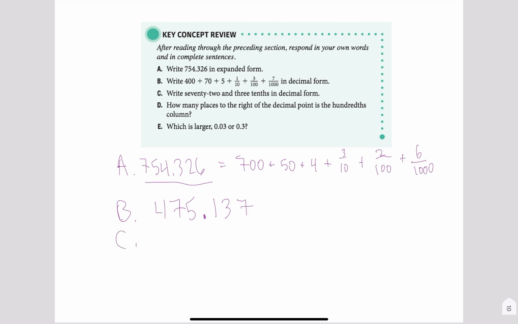Now let's write 72 and 3/10 in decimal form. So 72 and 3/10. D, how many places to the right of the decimal point is the hundredths column? So the hundredths column, remember, this is 100th, so it is 2 places to the right of the decimal point.